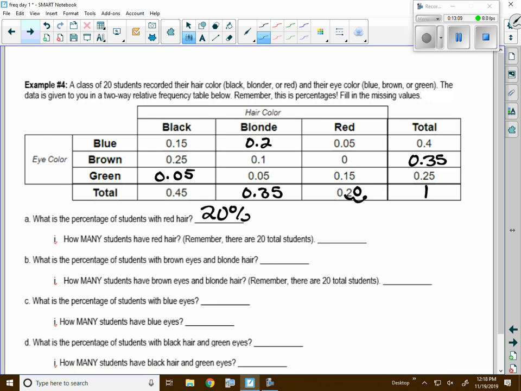Now, the second part of this question says, how many students have red hair? In this table, does it tell us exactly how many? No, it tells us the percentage. So if we know that 20% of the students have red hair, and we know the total number of students is 20, I can do 20 students times 20%, which is written as 0.20. If I put 20 times 0.20 in my calculator, what do I get?